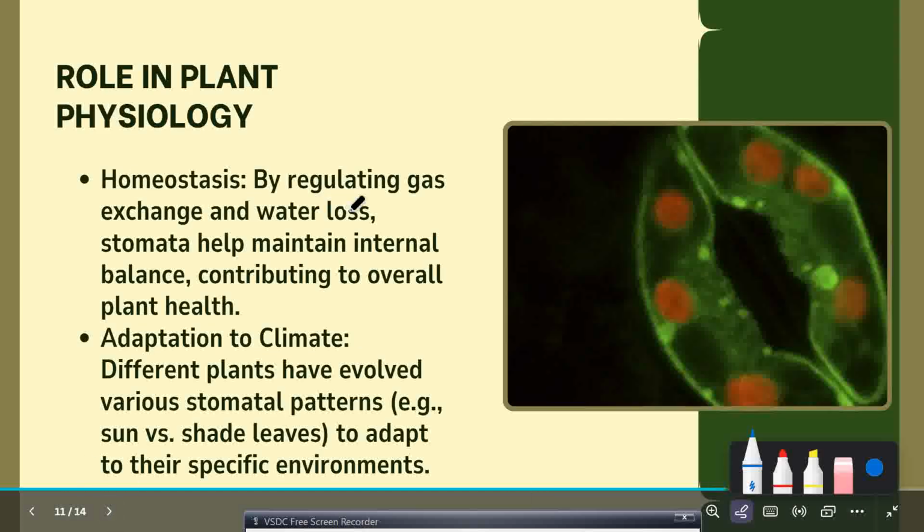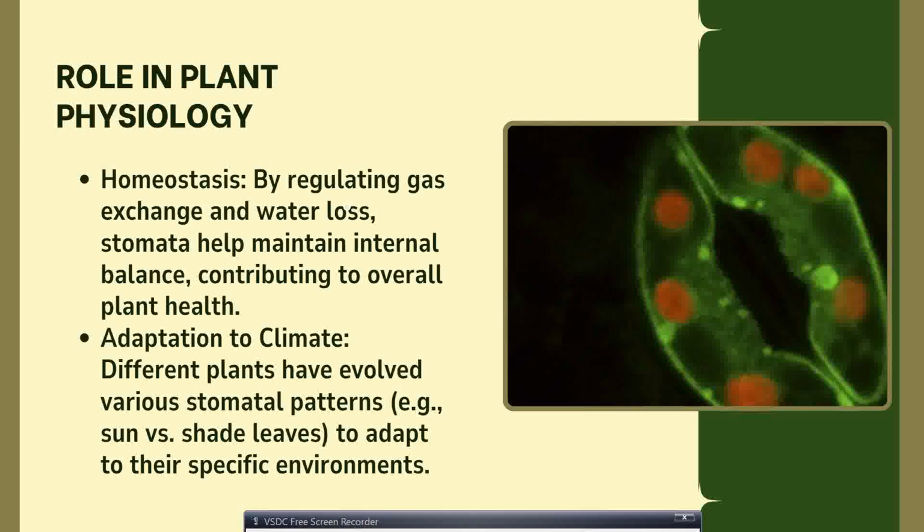Homeostasis, role in plant physiology. Role of the stomata in plant physiology. Homeostasis, that is by regulating the gas exchange and water loss, stomata help maintain the internal balance. Homeostasis you can say as the balance of the living organism. Okay, so it helps to maintain the internal balance, contributing to the overall plant health. Now, adaptation to climate. Different plants have evolved various stomatal patterns. Example, sun versus shade leaves to adapt to their specific environments.